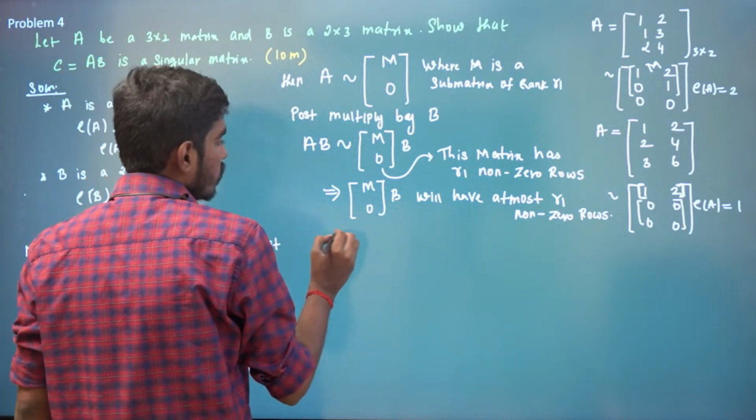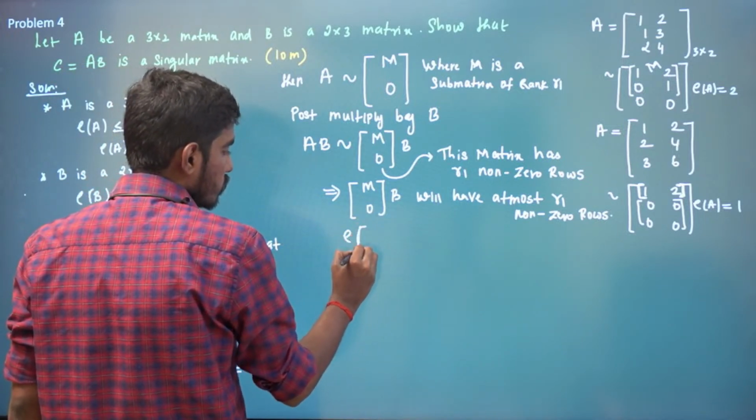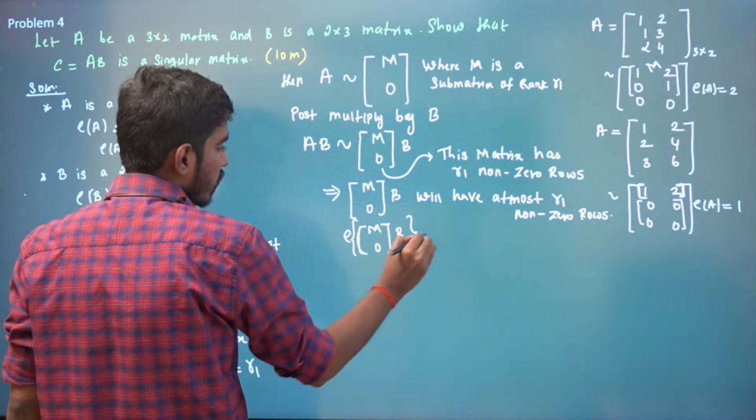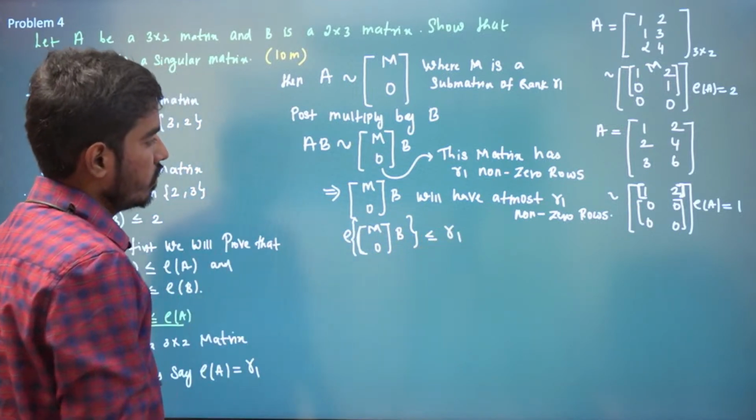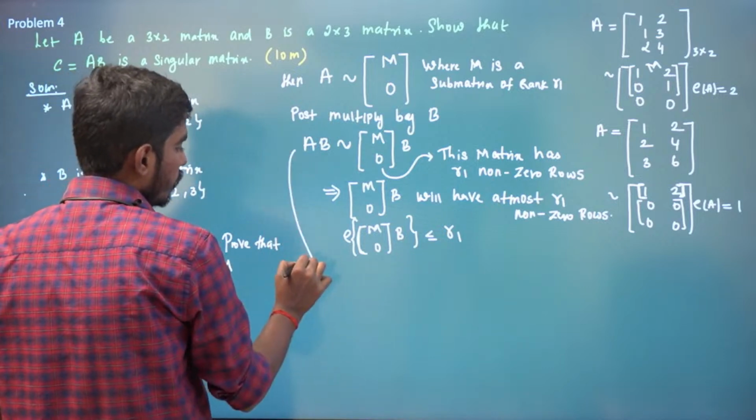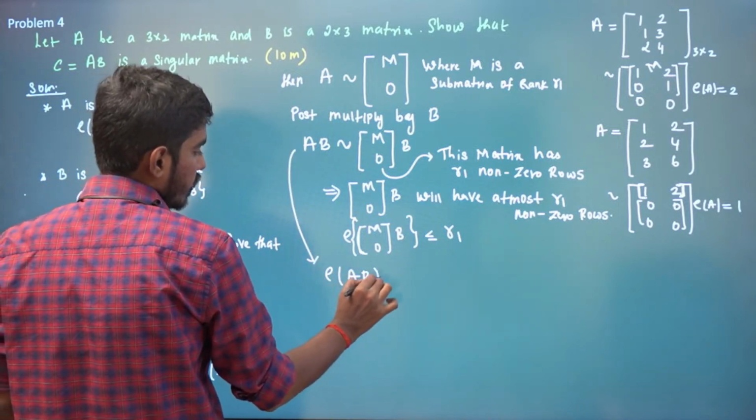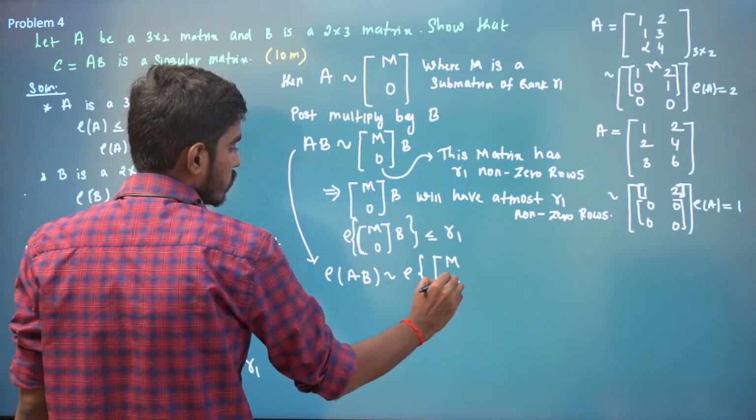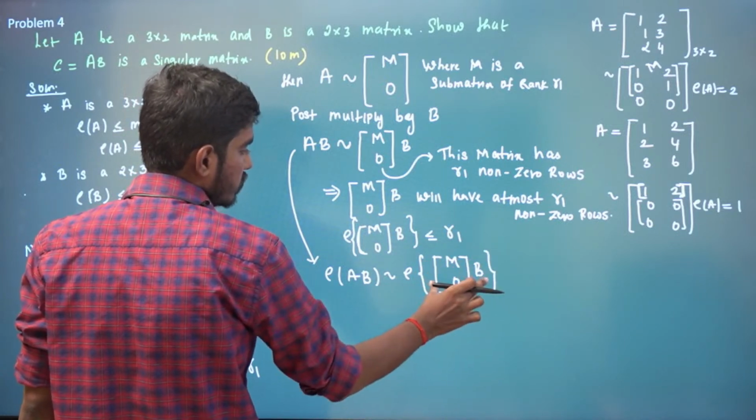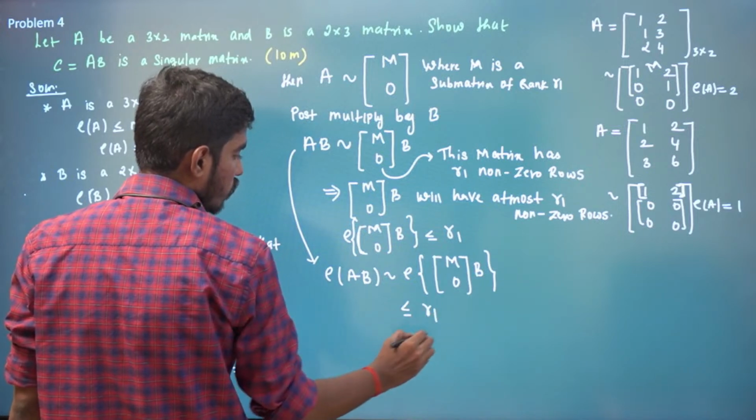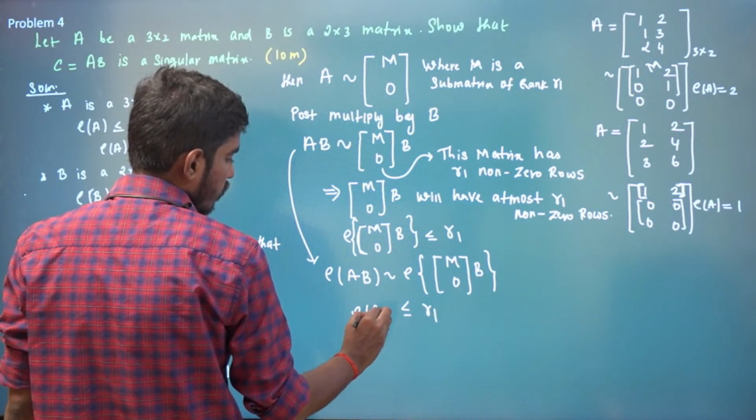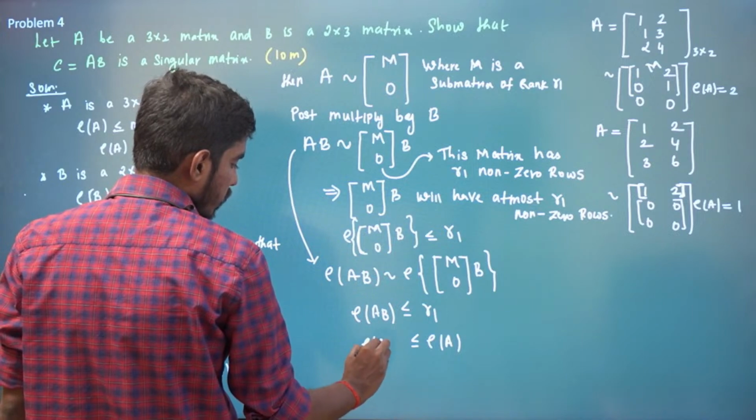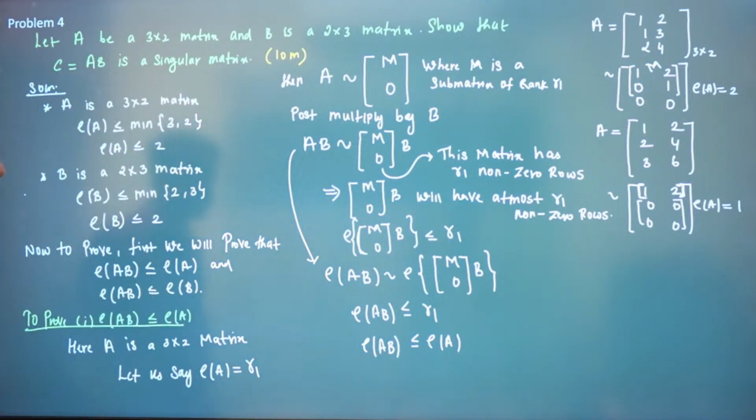So that means the rank of this M0 times B matrix is always less than or equal to R1, right? So here you apply rank on both sides. So the rank of AB is equal to the rank of this M0 times B, and you know this rank is always less than or equal to R1. So what is R1 actually? R1 is nothing but the rank of A. So we have proved our first part. Rank of AB is always less than or equal to rank of A.